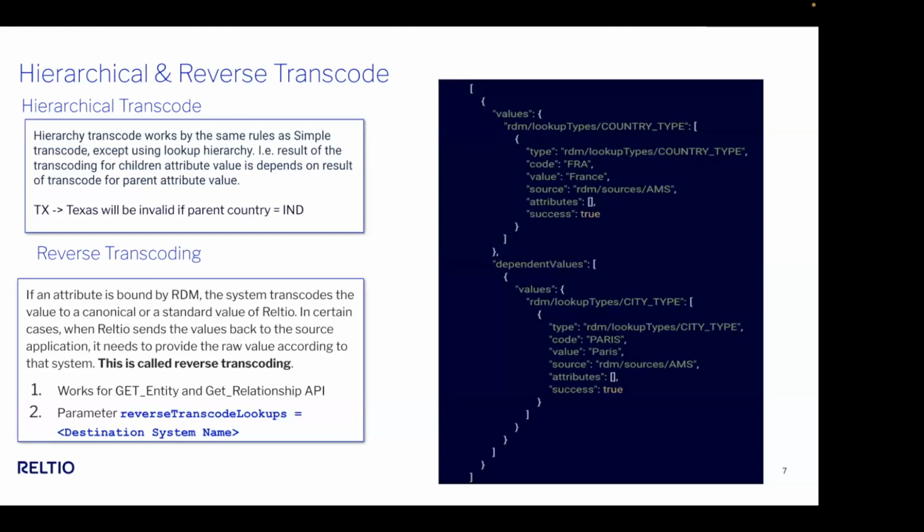So we need to go back to the raw value that Salesforce understands, and that's what we call reverse transcoding. You can now enable reverse transcoding while calling these two APIs through a parameter called reverse transcode lookups, where you specify that you want to reverse transcode this particular value for this particular system, and then it sends back the raw value from the canonical code or value that we have in Reltio. So those are the two different types of transcoding that we currently have.